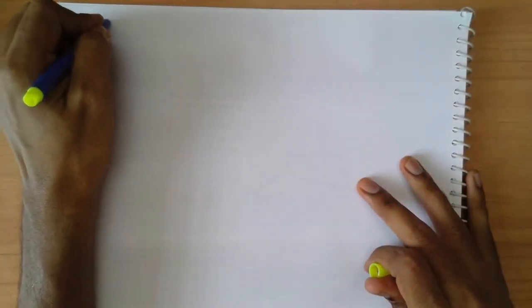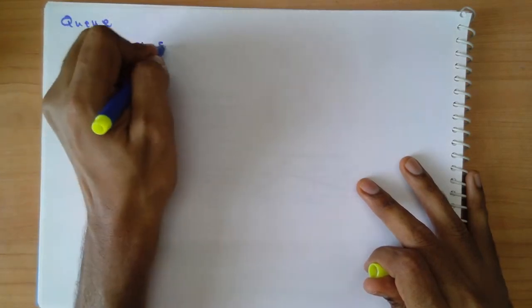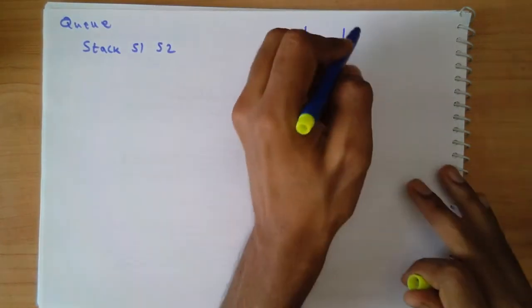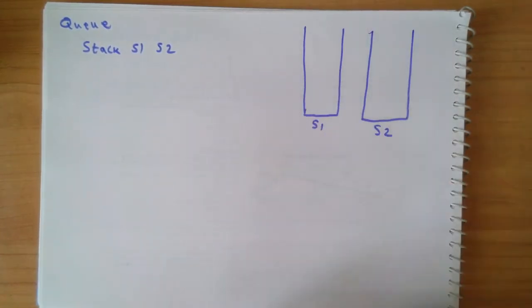So let's still try to implement queue using the stacks. Now the difference is that we will try to use both the stacks S1 and S2. So now we still have our queue with two stacks, S1 and S2. Okay, so here is my S1 and here is my S2. Okay. And now we'll try to optimize our operations.